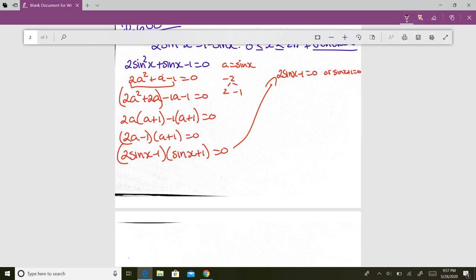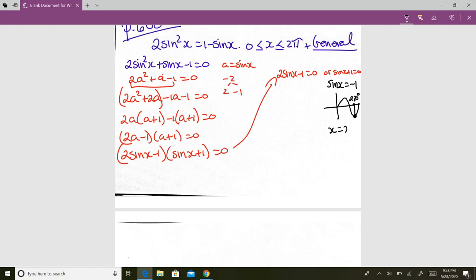Now, if you remember, I'm going to do this one first. Sine of x, I move the 1 over, equals negative 1. If you remember from the last lesson, I said if it equals negative 1, 1, or 0, using the graph is actually the easiest way to solve it. Because where does sine x equal negative 1? Right there. What number is that? That's 270 degrees. So x is equal to 270. There's one of our answers.